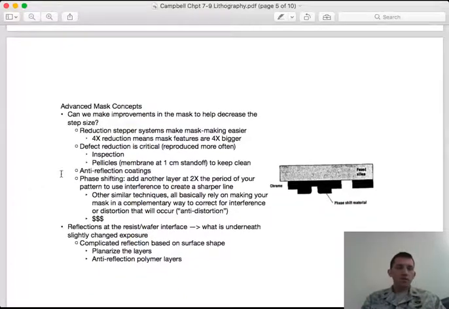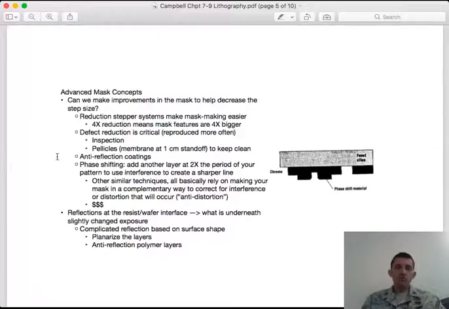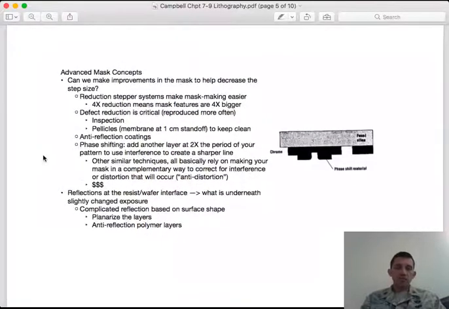However, the more I step my projection system, the more I will reproduce a defect if it's present there, right? So let's say I have a defect on my mask. If I just expose the wafer 1 time, then I've created 1 defect. But if I step that 4 times, then that defect that was present on the mask is reproduced 4 times. And so I want to be extra diligent about finding and correcting any surface defects on my mask. I do this through inspection.